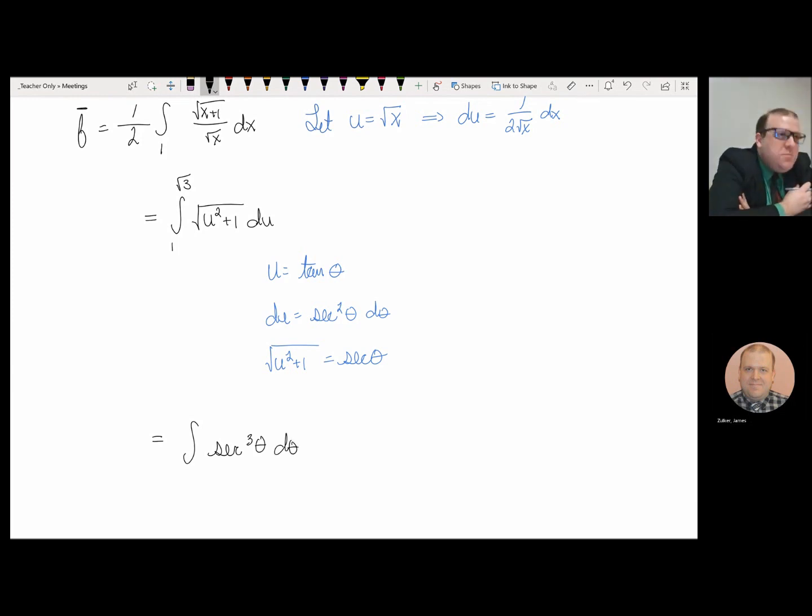Do the substitution, you get secant cubed theta d theta as the integrand. We did another change of variable, which means the limits of integration also change. When u is 1, what is theta? When u equals 1, what is theta?